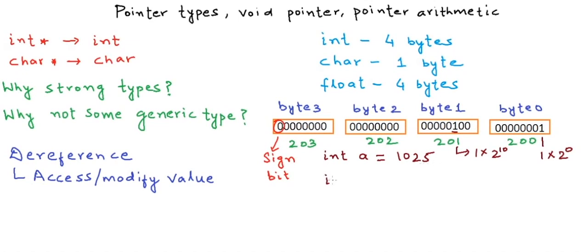Now what if I declare a pointer to integer p and store the address of a in p by using the ampersand operator?